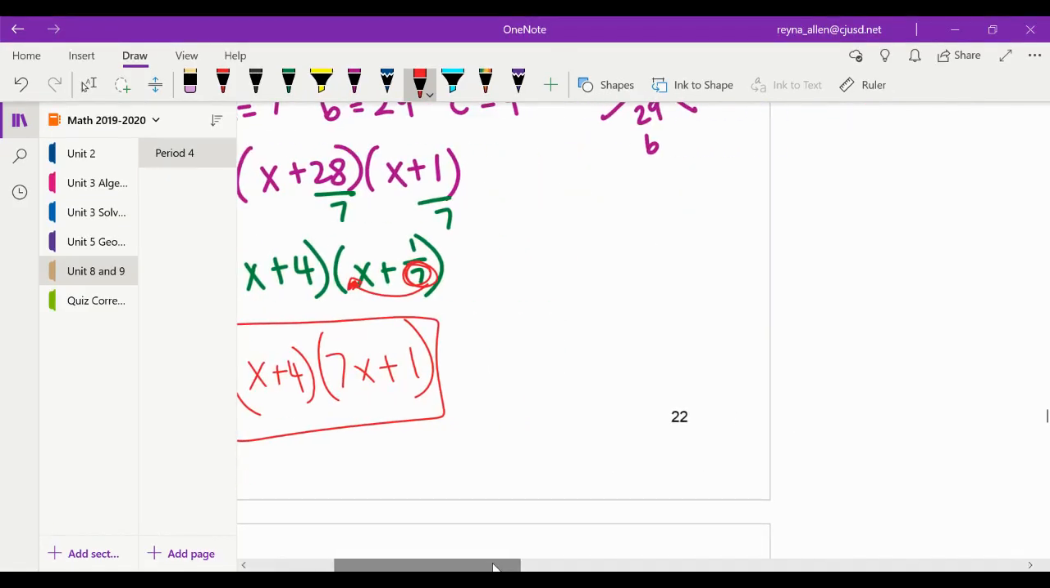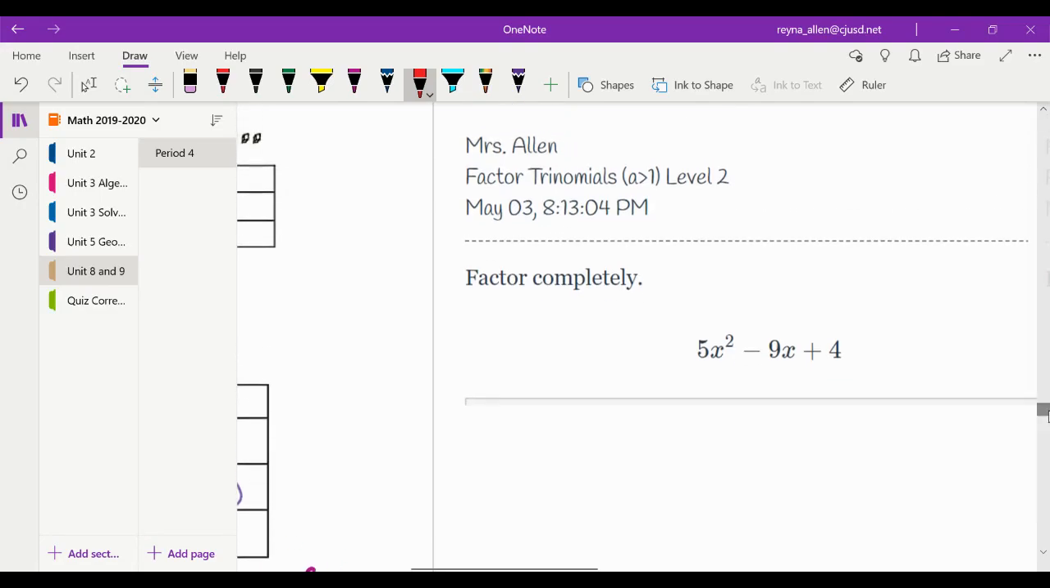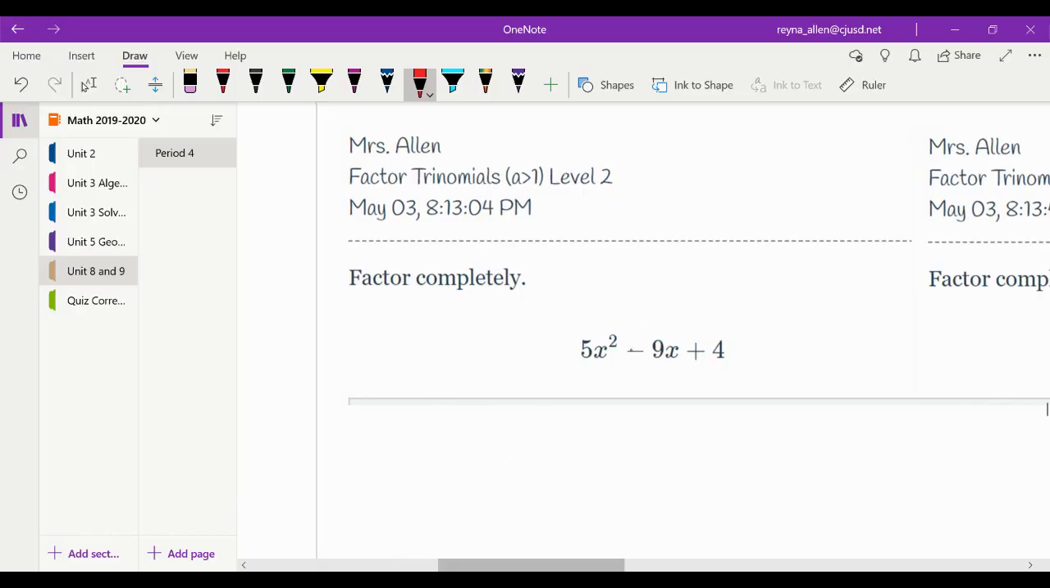Okay, so let's try another one. You guys are going to be doing problems that look like this. They are from Delta Math. You guys will sign in with your email and your school password, and it has an assignment ready for you that's called Factor Trinomials with a greater than 1. And you can complete it on a piece of paper and then submit your answer into the database, and it will tell you if you're right or you're wrong.